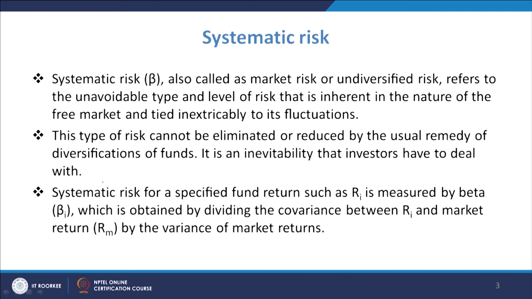The systematic risk for a specified fund return such as RI is measured by beta, that is beta I, and it is obtained by dividing the covariance between RI and market return RM by the variance of market return. So, you find the covariance between RI and RM. There is a formula for covariance, in which we use the RI values and the RI mean values, multiplied together and then with the probabilities, which gives the covariance. It is then divided by the variance of the market return. If you do that, you will get the value of the systematic risk.